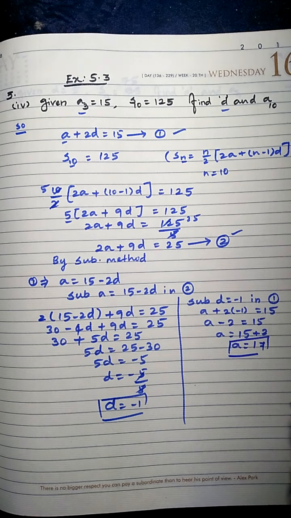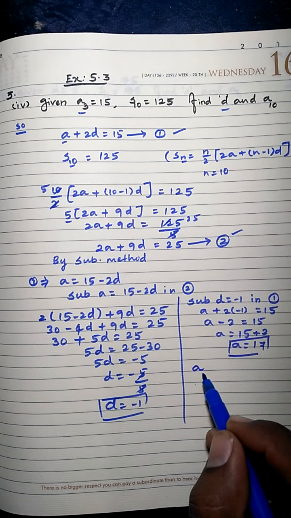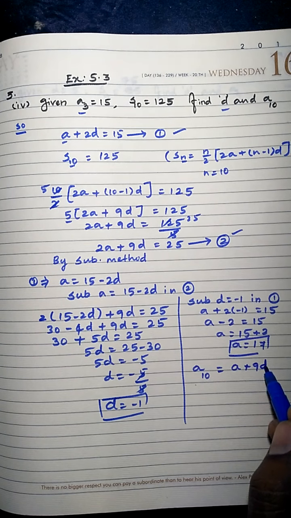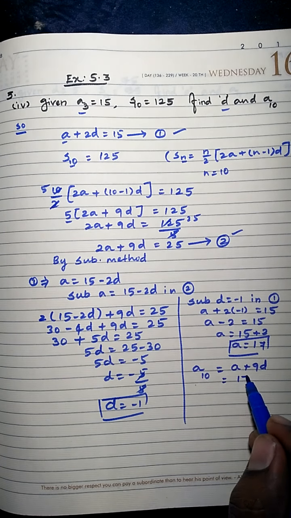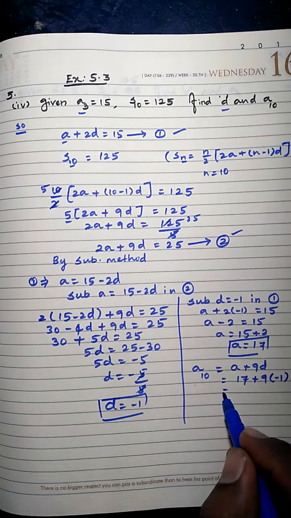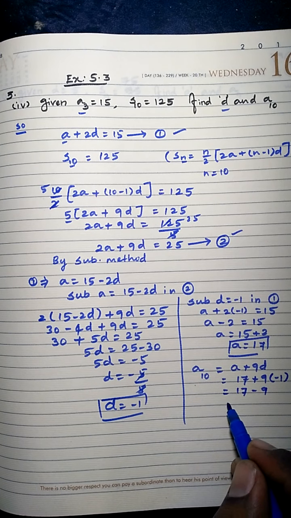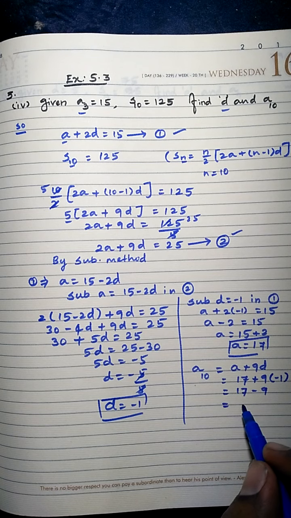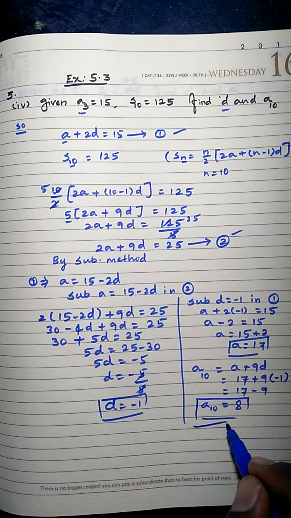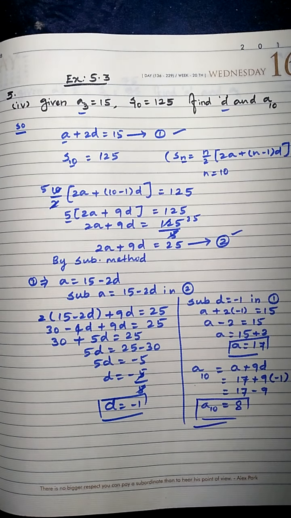Okay, now let's find out A10. A10 general formula we know is a plus 9d. Value of a is 17 plus 9 into d value minus 1. So 17 minus 9. If you subtract this, you will get 8 as the A10, means the 10th term. Hope that you understand this.